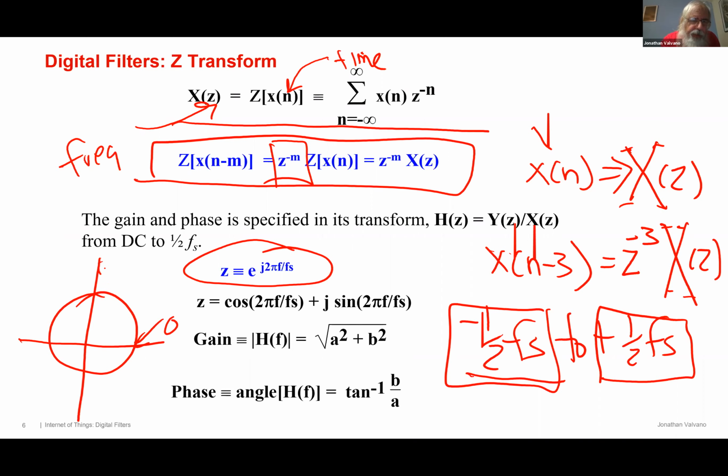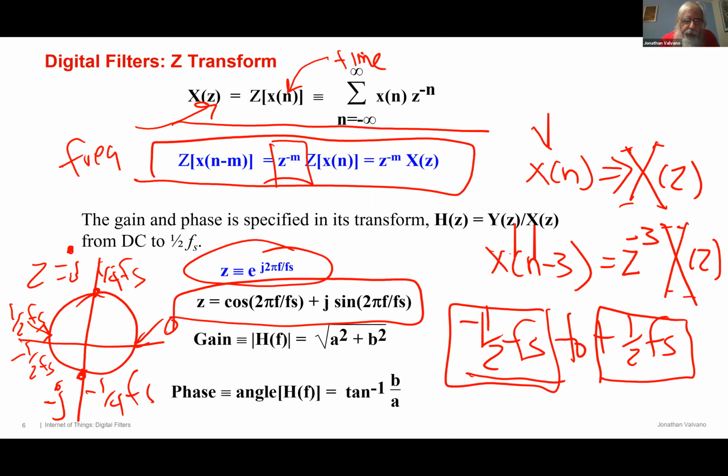That is zero. This point right here is 1/4 fs, which is Z equals j, I or J, however you want to do it. I'm using j. And this right here is Z equals 1/2 fs, and that right there is minus 1/2 fs. And this is minus 1/4 fs right there, or minus j. Which is written like this as a complex number, and yeah, gain and phase.